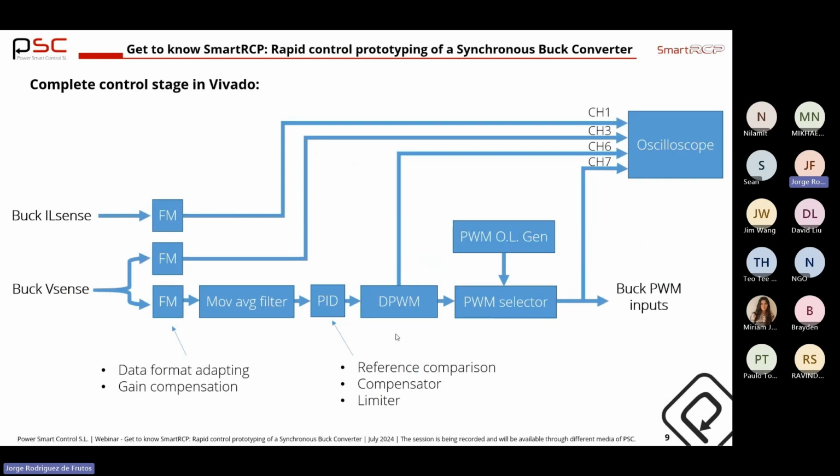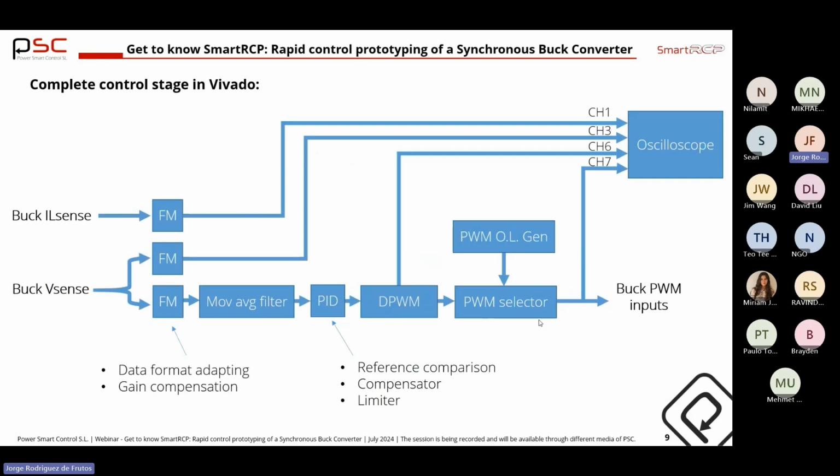Then we go to the digital PWM. In this case, the carrier and also the pulses are connected to the embedded oscilloscope. Then we have a PWM selector in which we can select if we are going to trigger by open loop pulses or with closed loop pulses.